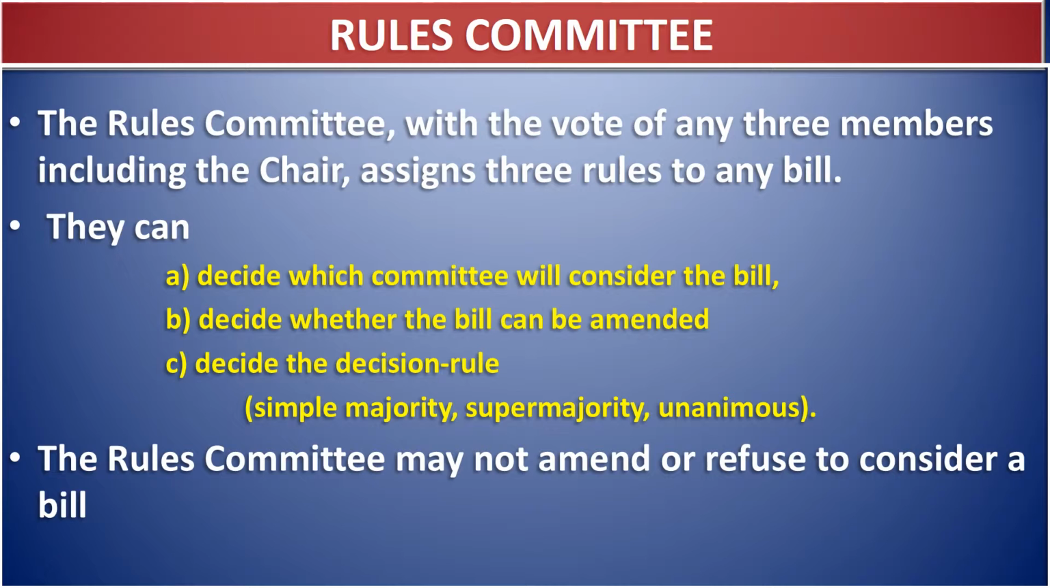So the Rules Committee can do three things for each bill. They can decide which committee will consider the bill. Secondly, they can decide whether the bill can be amended or changed from its original. Lastly, they can decide what decision rule the committee can use to change the bill, whether they require a simple majority, meaning 50% plus one, a supermajority, two-thirds of the people in the committee, or it needs unanimous consent to be approved. The Rules Committee may not change the bill, nor can they refuse to consider the bill, which means they have to send the bill somewhere. It can't just, in a sense, be killed within their committee.